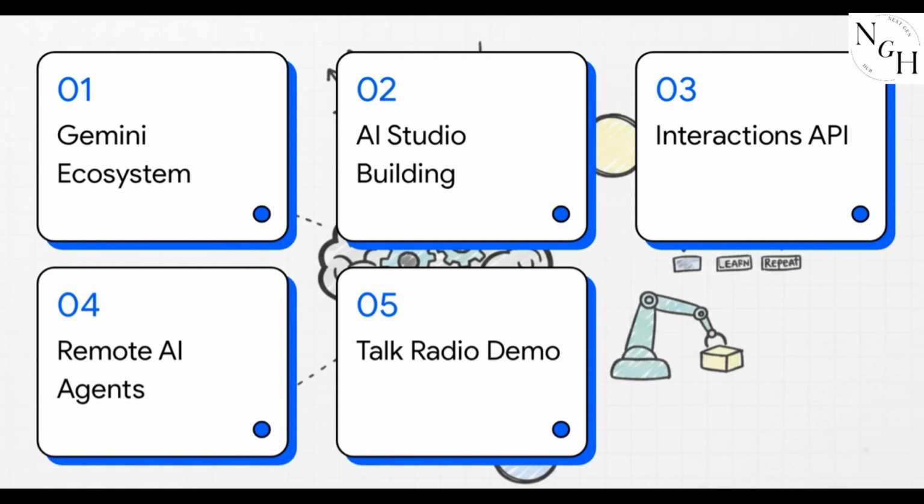So here is our roadmap for today. 1. The Gemini model ecosystem. 2. Frictionless AI Studio building. 3. The Interactions API paradigm. 4. Mastering remote AI agents. And 5. The AI Talk Radio demo.